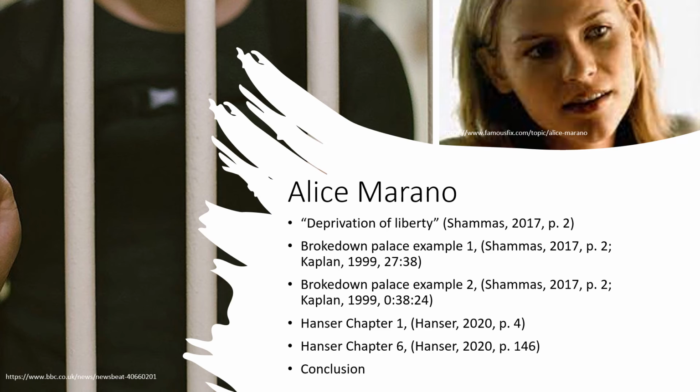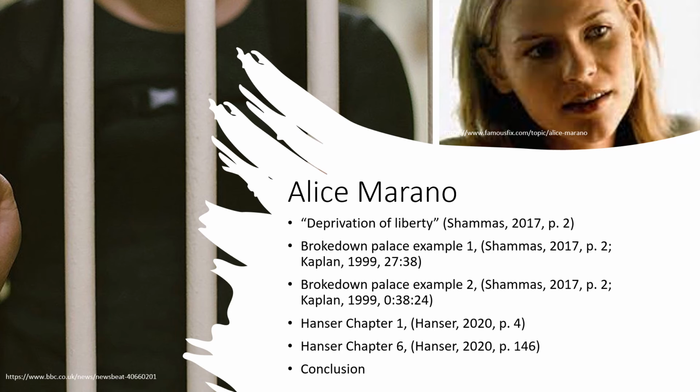This can be best shown in Brokedown Palace example 1, from Kaplan, 1999, 27 minutes, 38 seconds, where essentially Alice is being brought to the women's prison, thus being denied her liberty. The best Hanser 2020 text is chapter 1 that applies to the first Brokedown Palace, where again Alice is being brought to the prison.